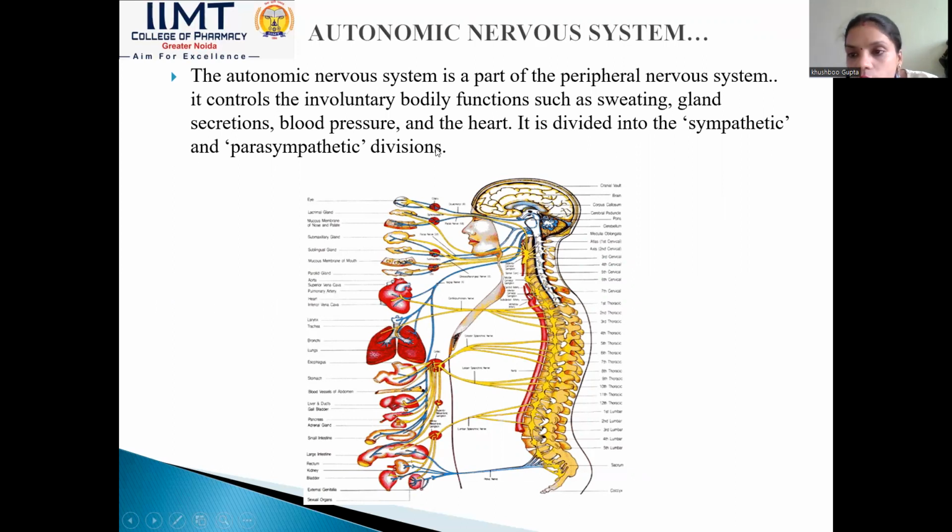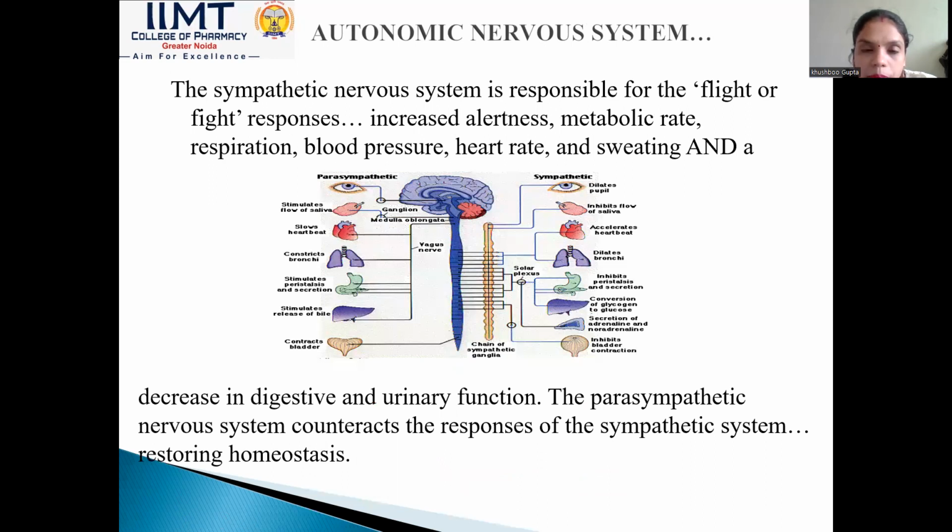Now, as I have told you earlier, the nervous system is divided into central and autonomic nervous system. The central nervous system consists of nerves and nerve fibers, whereas the autonomic nervous system controls the functions of sweating, glands, secretions, and blood pressure. It is further divided into sympathetic and parasympathetic nervous system.